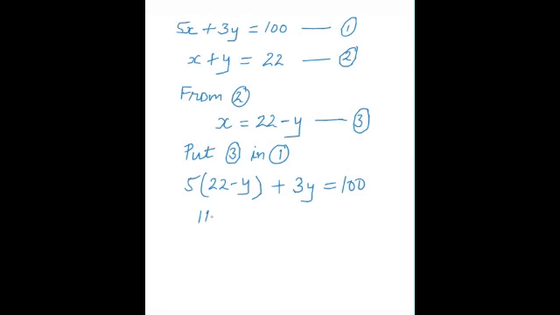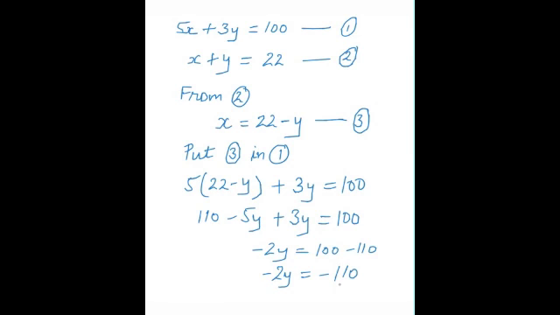22 times 5 gives you 110 minus 5y plus 3y equal 100, and when we simplify it, minus 2y will be equal to 100 minus 110, so minus 2y is equal to minus 10, minus minus cancels out, and y is equal to 10 over 2, which is 5.